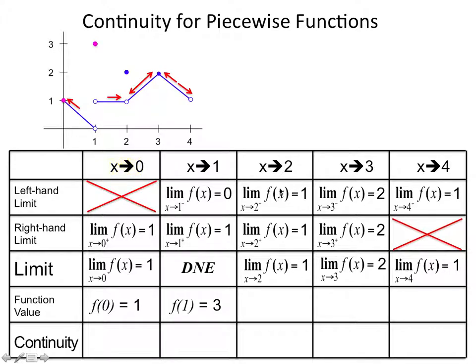Okay, now let's look at x equals 2. Where's the filled in dot? It's right here. That's a y value of 2. So the function value is 2 there. Let's look at 3. The filled in dot is right here.